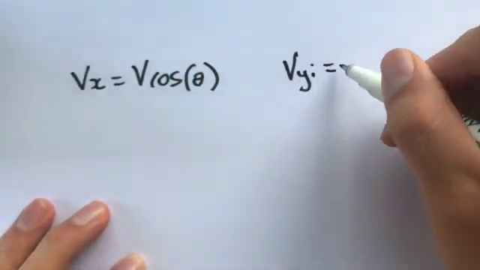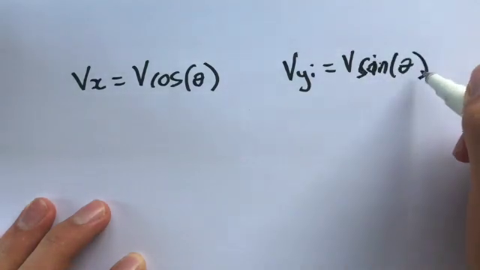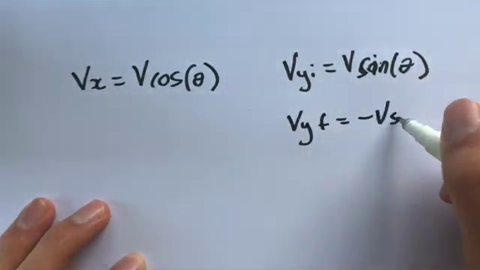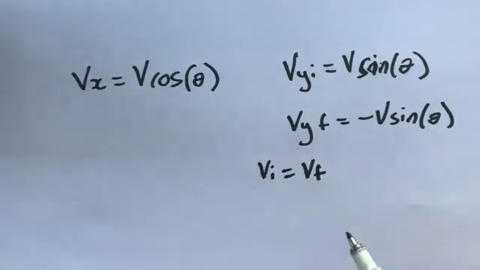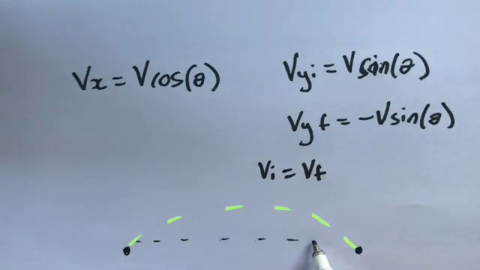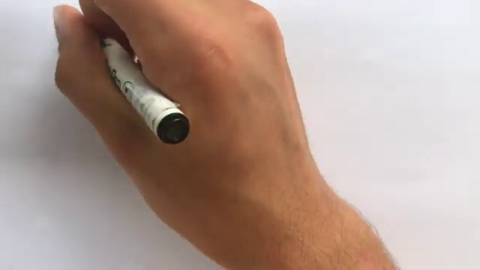Eventually, we came to realize that vx equals v cos theta, vy initial equals v sin theta, and vy final equals negative v sin theta, as simple projectile motion states that the initial velocity equals the final velocity in magnitude when the projectile is at the same y coordinate. This highlights the symmetry of the parabolic path of the projectile motion.